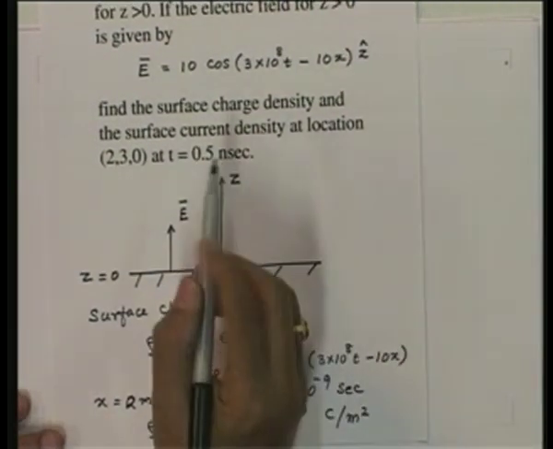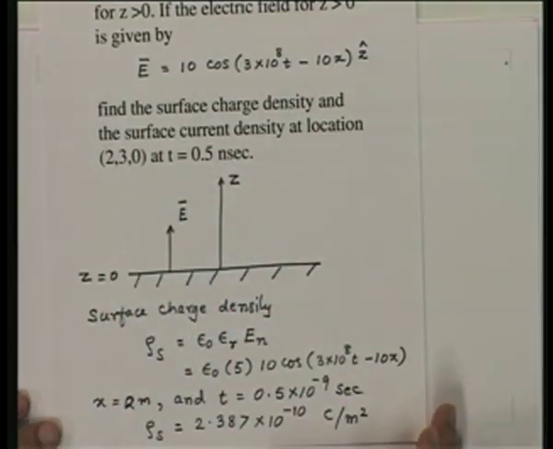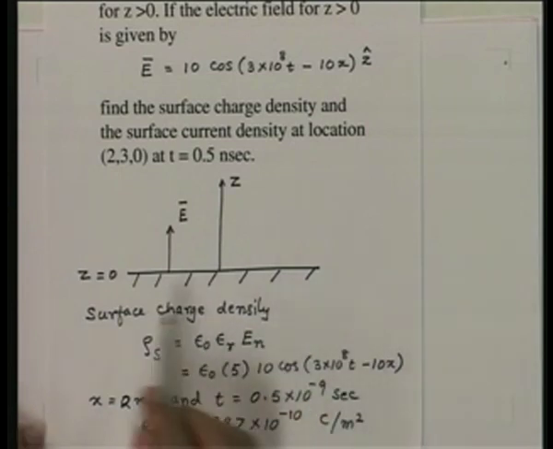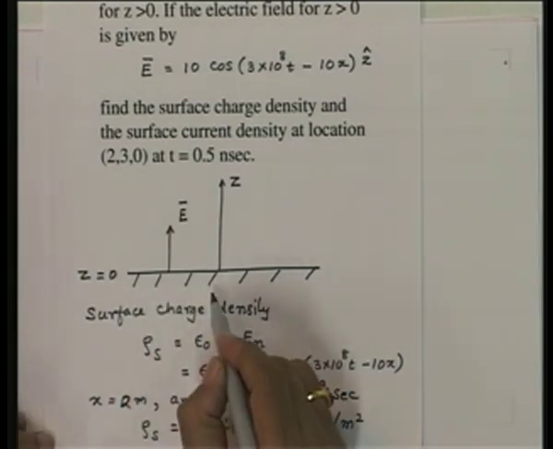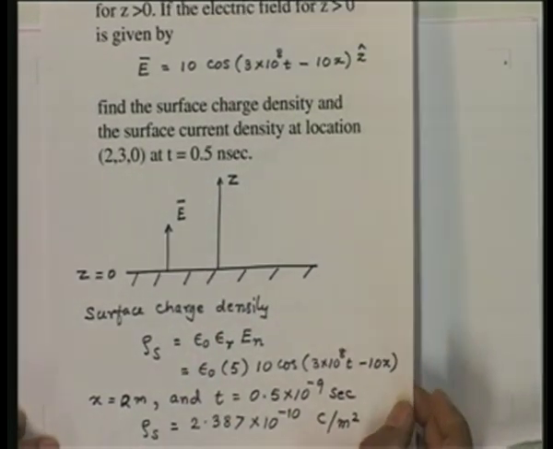The second thing we have to find here now is the surface current density at this location. And as we know, for a conducting boundary, the surface current density is related to the magnetic field. So if I knew the tangential component of the magnetic field on the conducting boundary, then I can find out what will be the surface current on this conducting boundary. So firstly, we can use now the curl equation to find out what will be the magnetic field on the surface of this boundary.